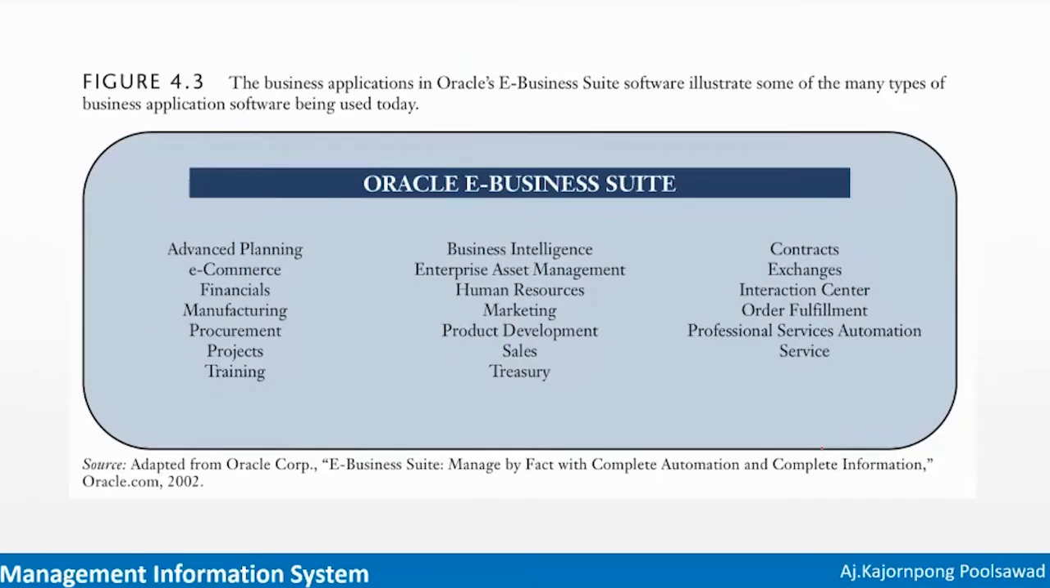Okay, when we look at the Oracle E-Business Suite, in each function, they link and help each other. The first ones are admin planning, e-commerce, financial, manufacturing, procurement, project, and training. Business intelligence, enterprise asset management, human resource program, product development, sales, treasury, contract exchange, interaction, order fulfillment, professional service automation, and the service.